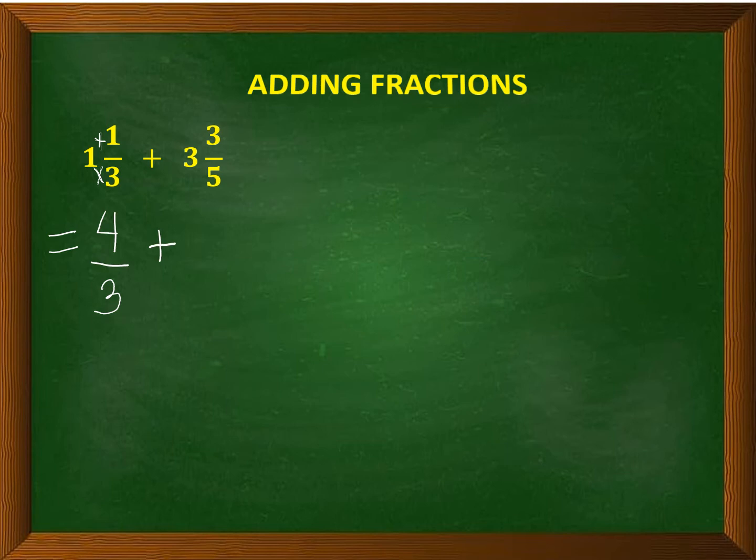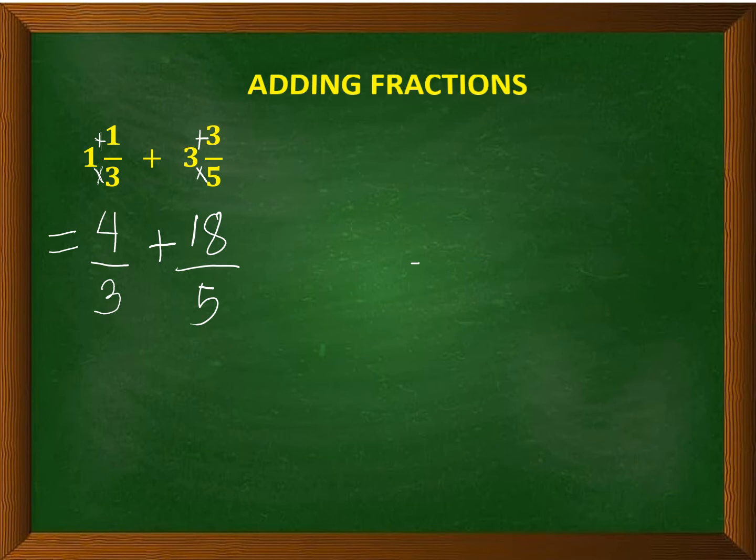Then let's change 3 3/5 to an improper fraction. Same method. 5 times 3, 15. 15 plus 3 is 18. Copy the denominator, 5. So 3 3/5 is 18/5 in improper fraction. Remember, they are just equal. Then we can now apply the steps that we did in our previous examples.